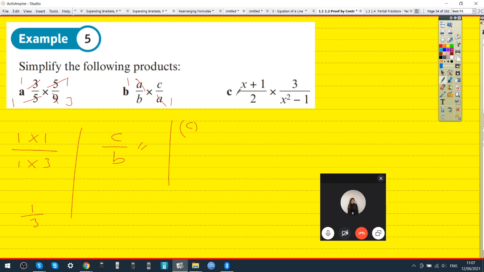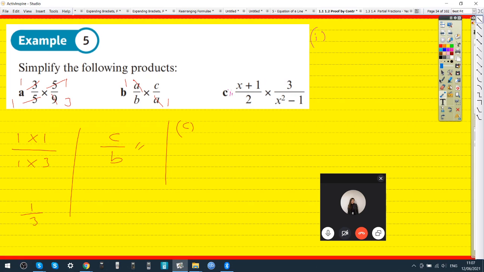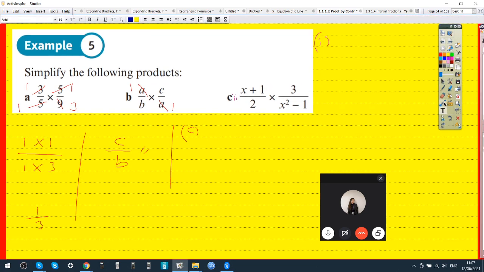Can the x's cancel out? They have plus or minus between them. Okay. You can only cancel if they have times or divide. Let me do C part 1.